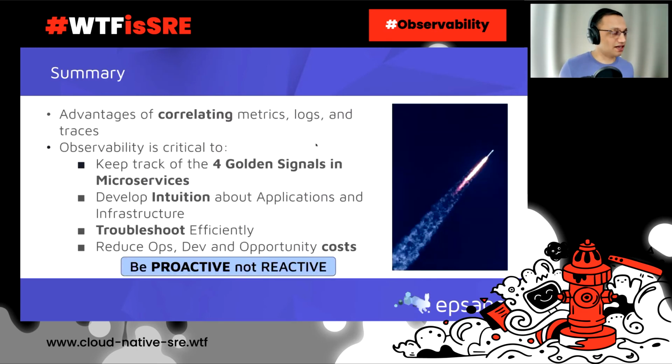So I'd like to summarize the session on what we have covered up till now. We've seen the advantage of correlating metrics, logs, and traces. We've also seen what the four golden signals are and how we can monitor them effectively in microservices. We also saw how to develop intuition about your applications and predict failures before they happen. And we also saw a bunch of things we can do to troubleshoot effectively. All this helps you reduce a bunch of costs related to your observability as well as your architecture. I'd like to end the session just by saying that a great observability solution helps you shift your mindset from being reactive to being proactive.